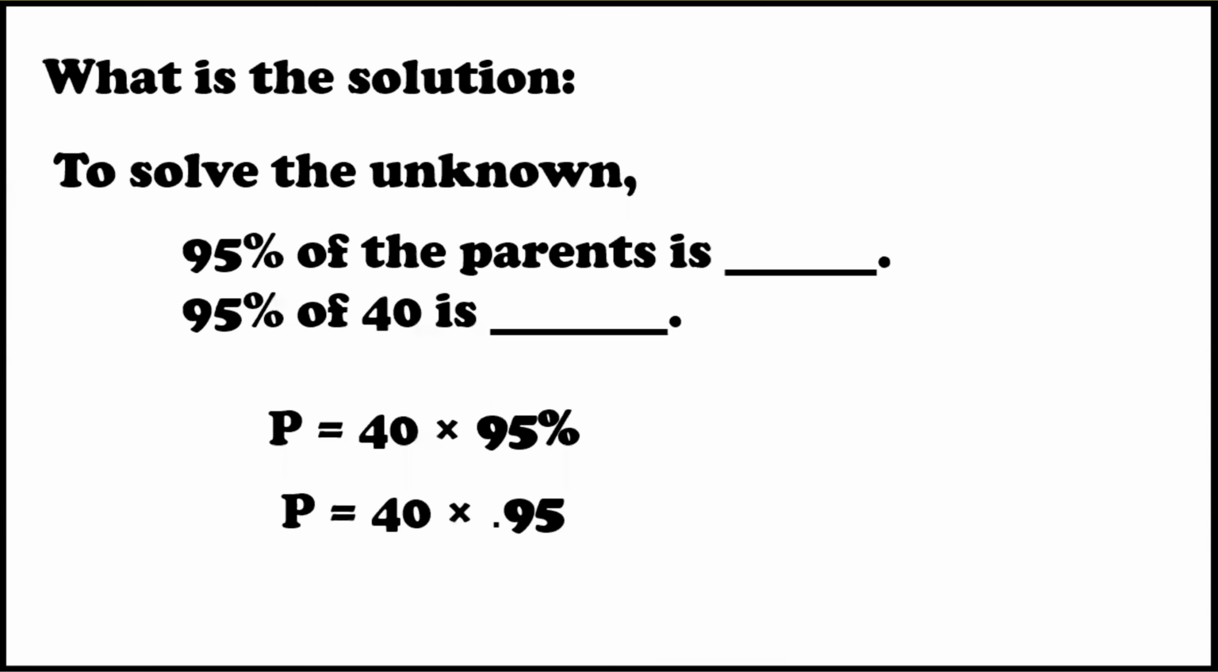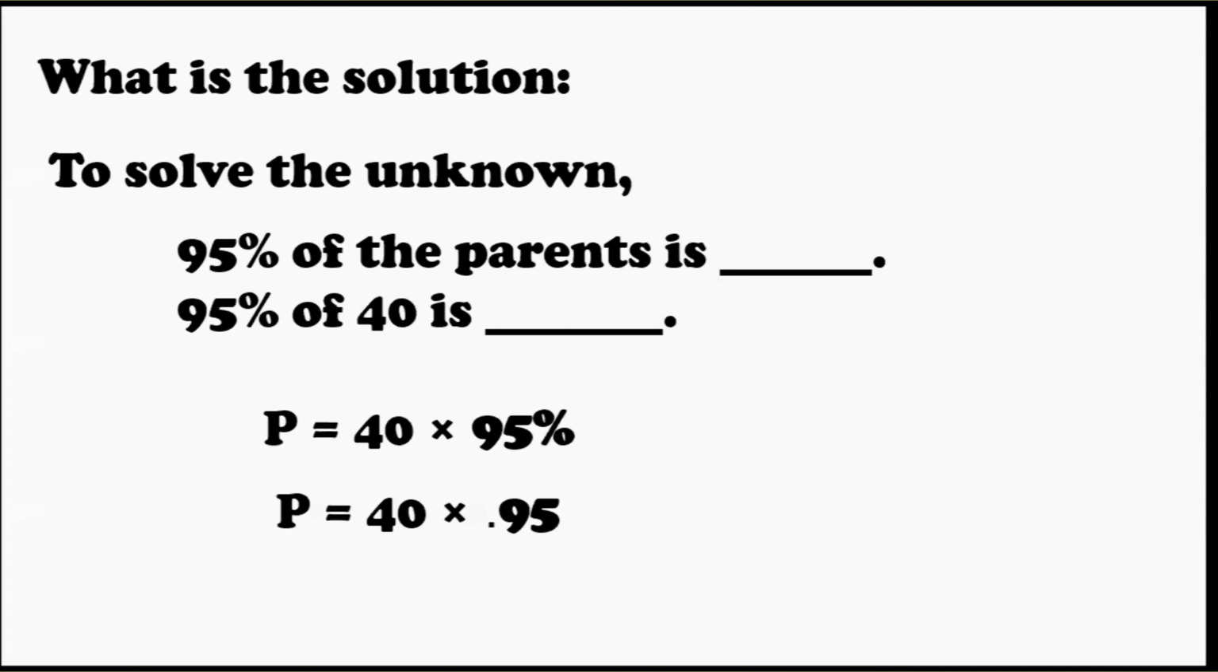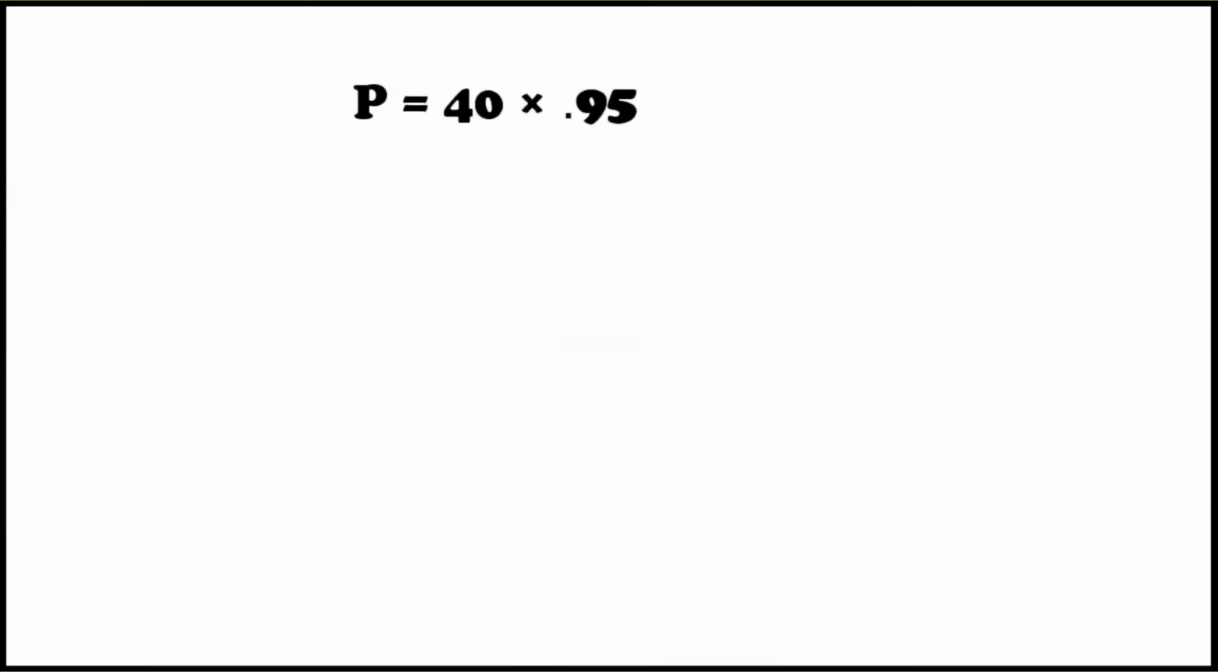So, kapag kinonvert natin tong 95% sa decimal, move lang natin yung decimal point to the left, then pwede natin siyang dagdagan ng 0, pwede ring hindi, no? So, magiging 0.95 na siya. Ginawa na lang natin tong 0.95 kasi 95% naman eh. Okay. So, we have here, multiply na natin. P equals 40 times 0.95.